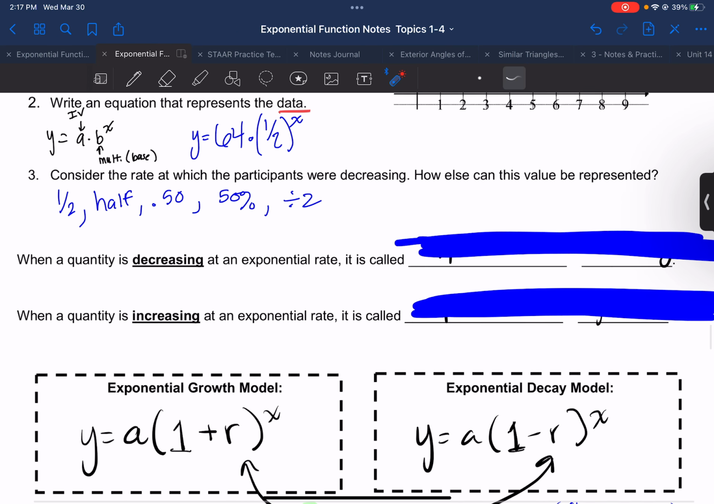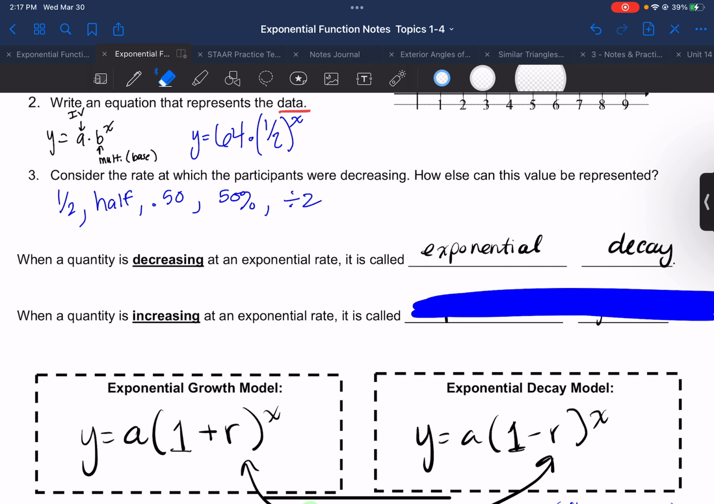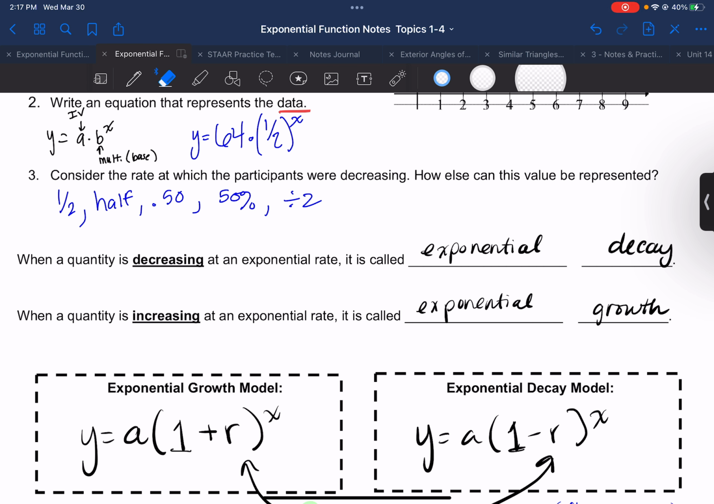So what do we have here? It says, when a quantity is decreasing at an exponential rate, what do we call that? We call that exponential decay. And when a quantity is increasing at an exponential rate, we call that exponential growth. Let's go ahead and write those down. Pause the video. Exponential decay, exponential growth.